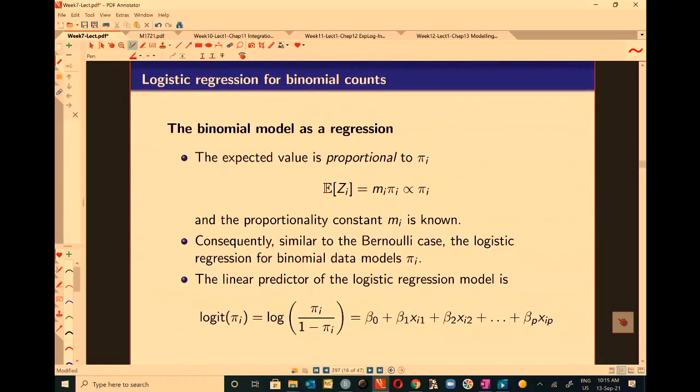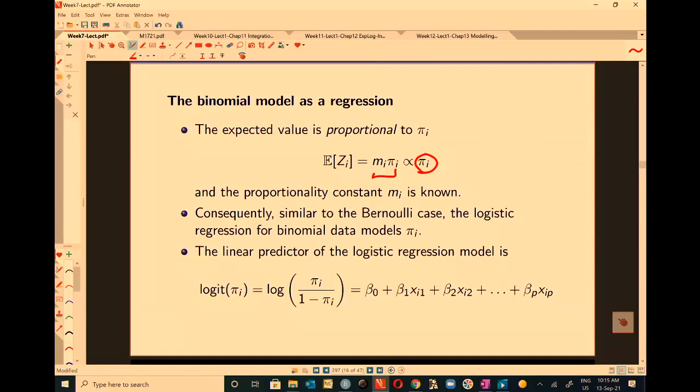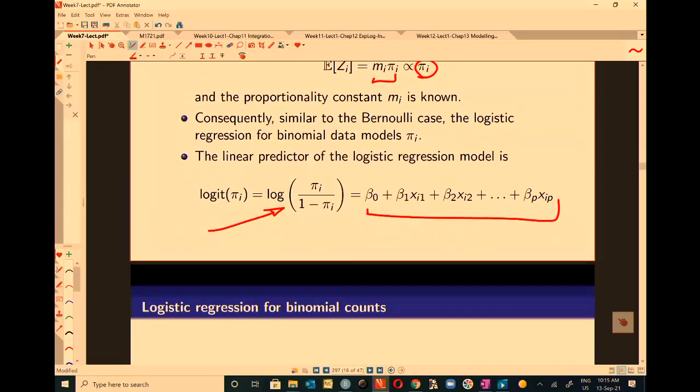Nothing changes in one sense here. We're still expecting that the E[Zi], before it was just pi i, is now mi pi i, but it's still proportional to pi i, and that's all we care about. So we can model the thing in the same way as before. The logistic regression model holds in this sense. We're going to fit that with the covariates, whatever we've got over here in the data, we can put them all in the data here.